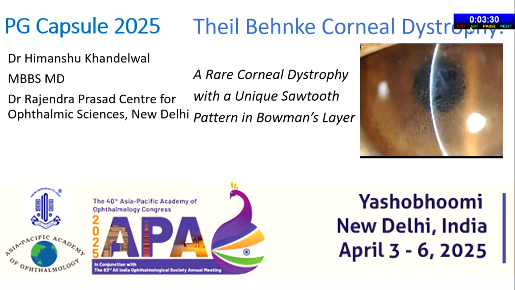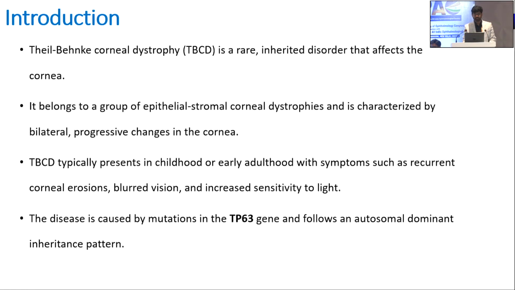Good morning, everyone. My topic of discussion is Thiel-Behnke corneal dystrophy, a rare, inherited disorder that affects the cornea. It belongs to a group of subepithelial stromal corneal dystrophies and is characterized by bilateral progressive changes in the cornea. It typically presents in childhood or early adulthood with symptoms such as recurrent corneal erosion, blurred vision, and increased sensitivity to light. It follows an autosomal dominant inheritance pattern.